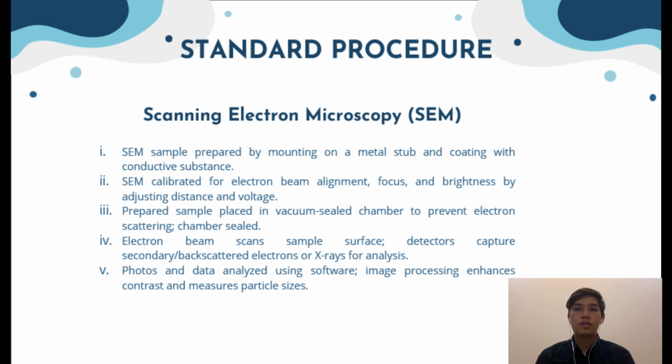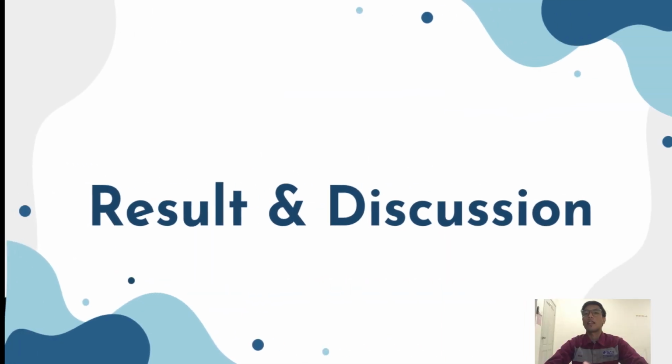Fourth, the electron beam scans the sample surface. The detector captures secondary or backscattered electrons or X-rays for analysis. Fifth, photos and data are analyzed using software. Image processing enhances contrast and measures particle sizes.